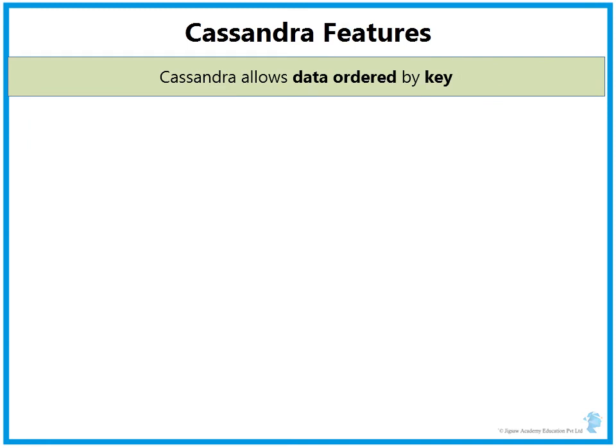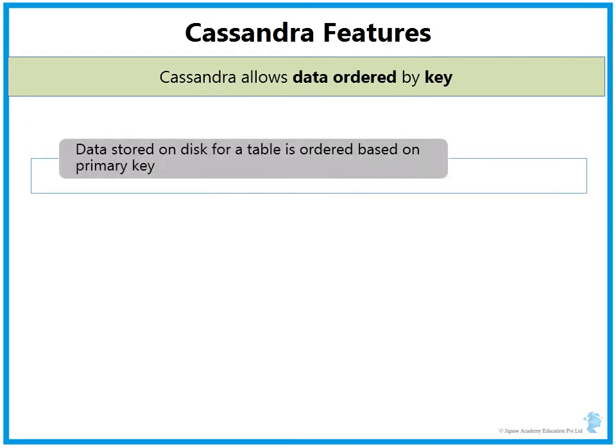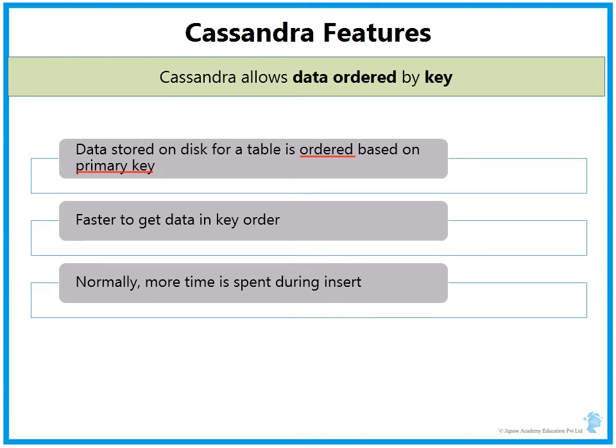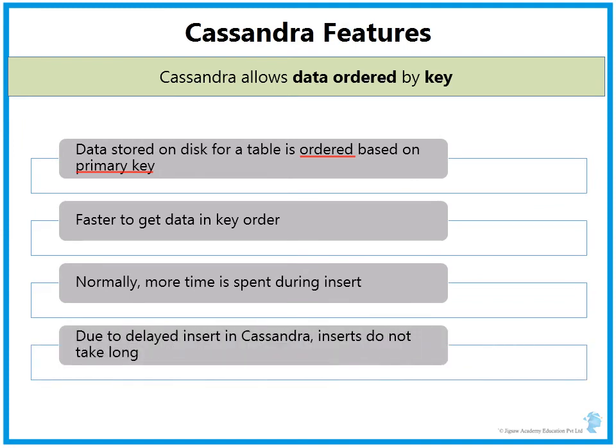Cassandra allows data ordered by the key. The data stored on the disk for a table is ordered by the primary key. This makes it faster to get the data in the key order. Normally, this will mean more time spent during insert. But due to the delayed insert in Cassandra, the client will not see inserts taking more time.